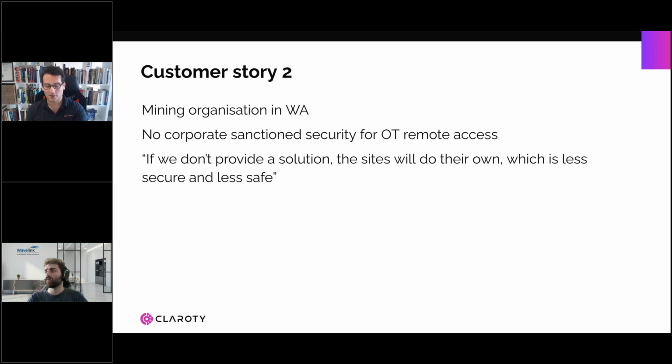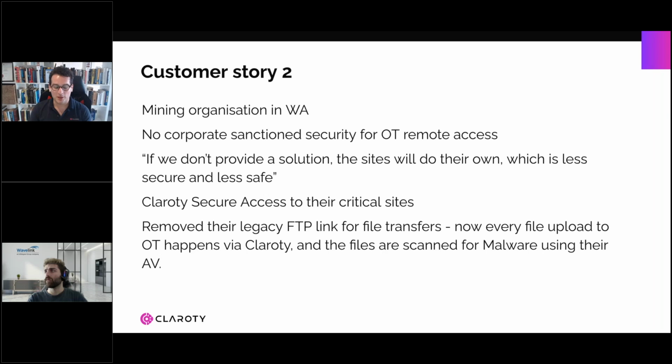So then they've got the ability to deploy Claroty to look for non-sanctioned solutions and turn them off. So they deployed Claroty secure access to their critical sites. The really useful feature for them was actually our secure file transfer we offer over this, because they were using a legacy FTP link that had no monitoring on it. People were just uploading files. There was no scanning happening of people uploading these files into OT. So they recognized the risk of a malware outbreak.